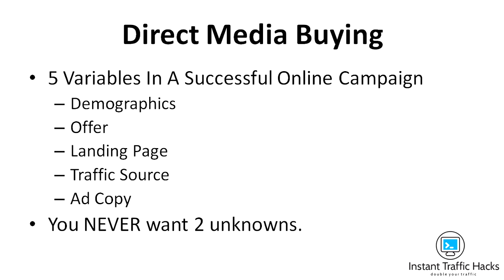Okay, so the first step is you need to understand that in any successful online campaign, there are 5 variables that come into effect. And if something's not working, it usually comes down to one of these 5 variables. You can almost always trace it back to one of them. So the first one is demographics. This is the people that you're targeting, right? Who is the person you're putting your offer out in front of?